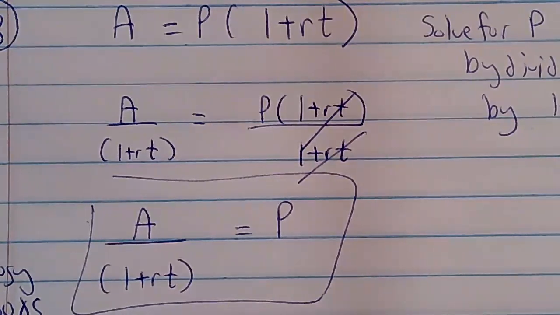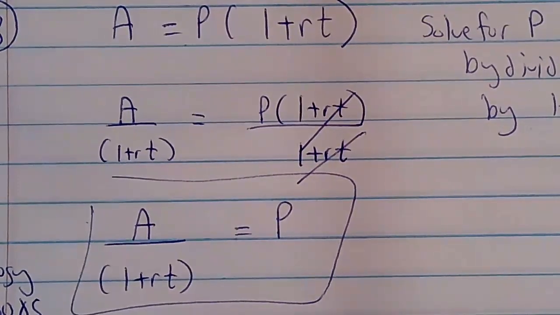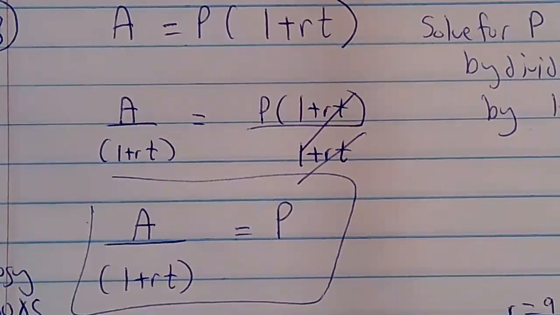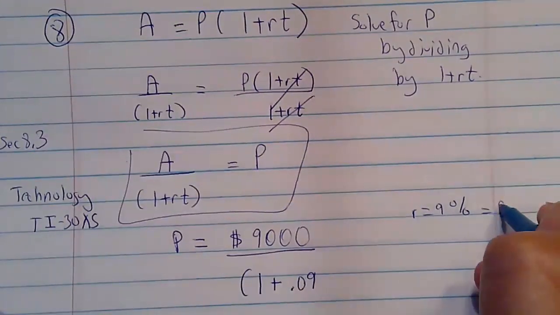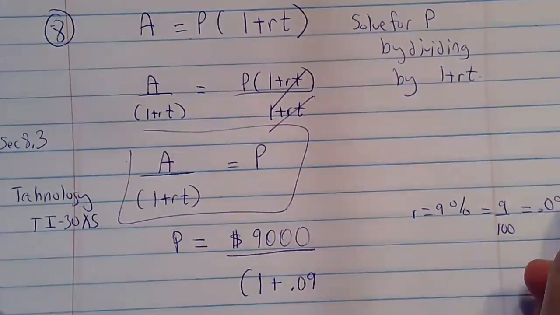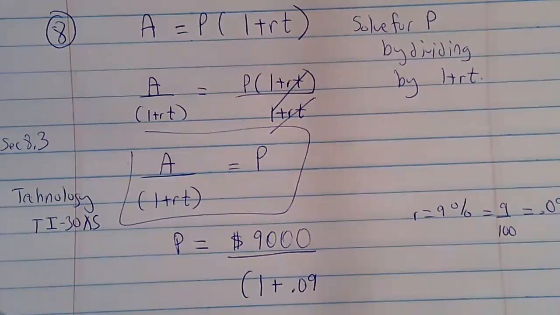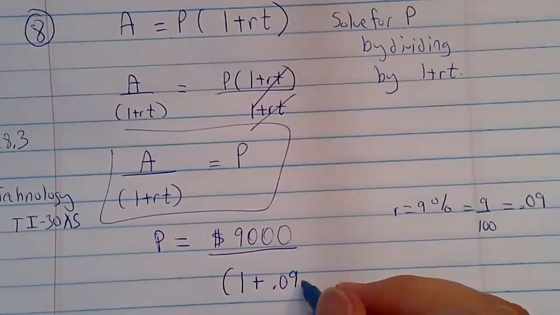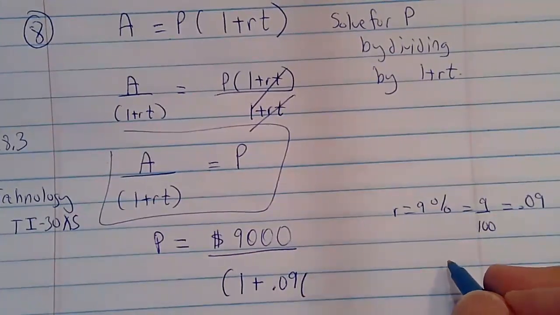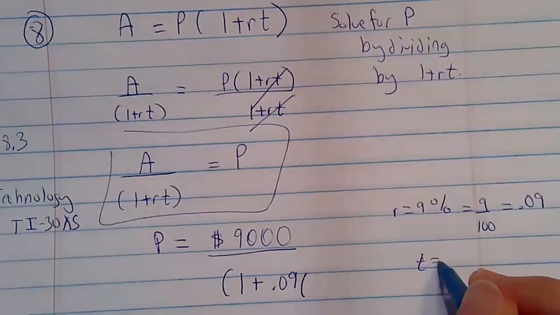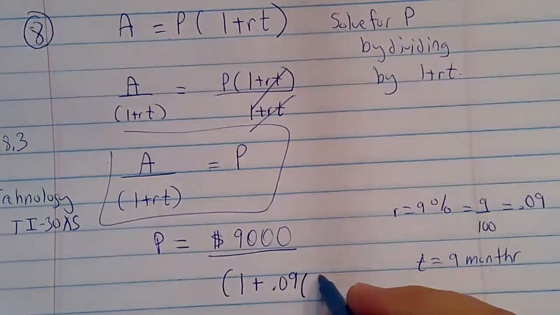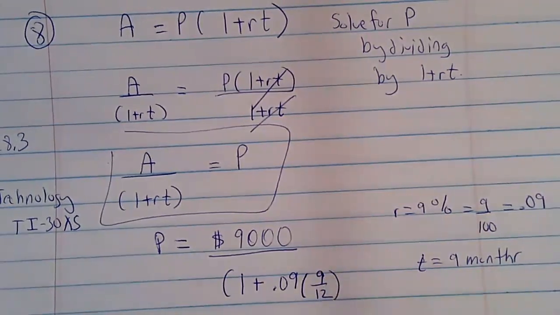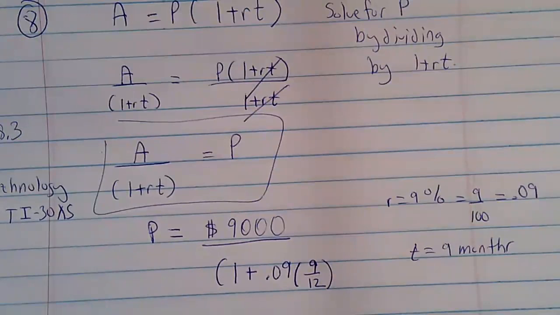So that's our 9,000, our goal, divided by 1 plus R, and the rate was 0.09 because they said the R was 9%. Remember, that's 9 divided by 100, you move it 2 places to the left. That's 0.09. And then times T, and the time on that, they said the time was 9 months. So you want to put 9 out of 12. There are 12 months in a year, so that's 9 over 12.